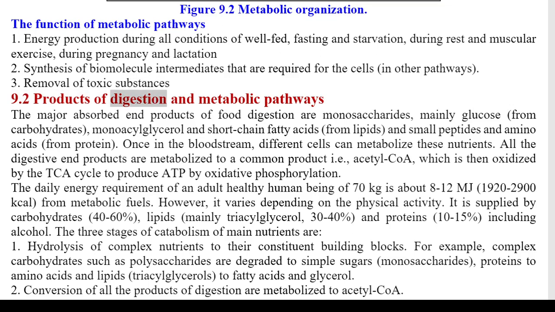9.2 Products of digestion and metabolic pathways. The major absorbed end products of food digestion are monosaccharides, mainly glucose, from carbohydrates, monoacylglycerol and short-chain fatty acids from lipids, and small peptides and amino acids from protein. Once in the bloodstream, different cells can metabolize these nutrients. All the digestive end products are metabolized to a common product, i.e., acetyl-CoA, which is then oxidized by the TCA cycle to produce ADP by oxidative phosphorylation.